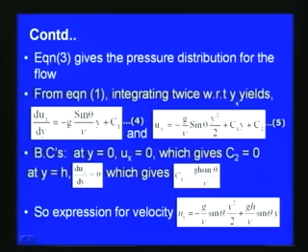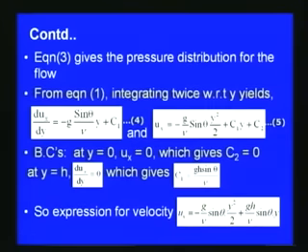Our aim is to get the velocity distribution also. From equation 1 we can integrate twice with respect to y. The first integration gives dux by dy is equal to minus g sin theta by nu into y plus c1, equation number 4, and integrating once again we get ux is equal to minus g by nu into sin theta into y square by 2 plus c1 y plus c2. Finally, we got equation number 5. Here we have the constants of integration c1 and c2, so we can utilize the boundary conditions.